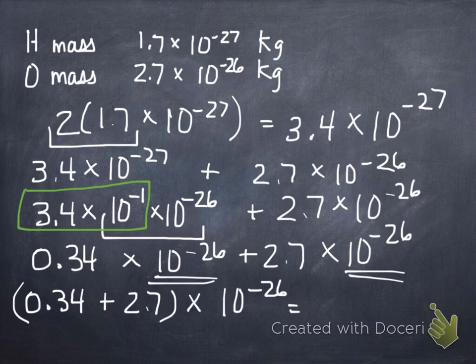And this equals 3.04, 3 400ths times 10 to the negative 26. So that's my combined mass right there, 3.04 times 10 to the negative 26.